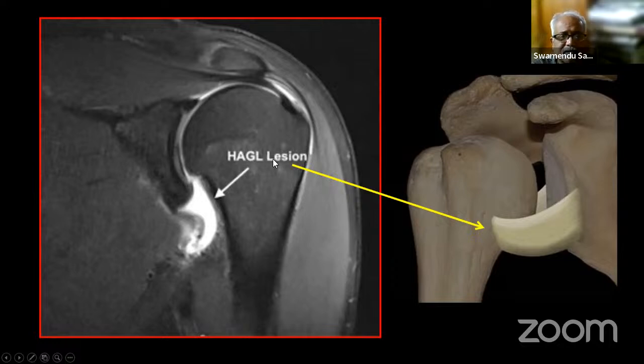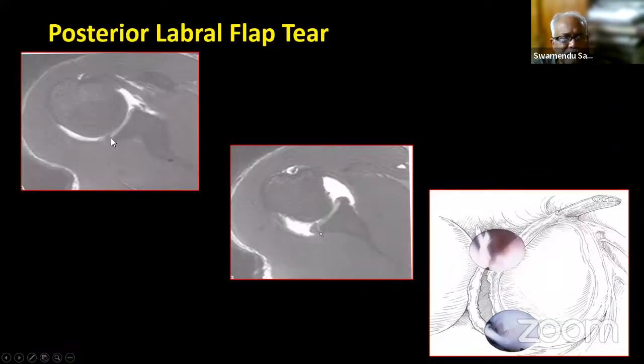Don't miss the HAGL lesion, humeral avulsion of the glenohumeral ligament. This is the way, because if you just repair your labrum, it is a day one failure if you miss the HAGL lesion. Sometimes you can also see the posterior labral flap tear, just the reverse of it. You see, the fluid has gone inside the labrum. Here is the distal or meniscal tear.